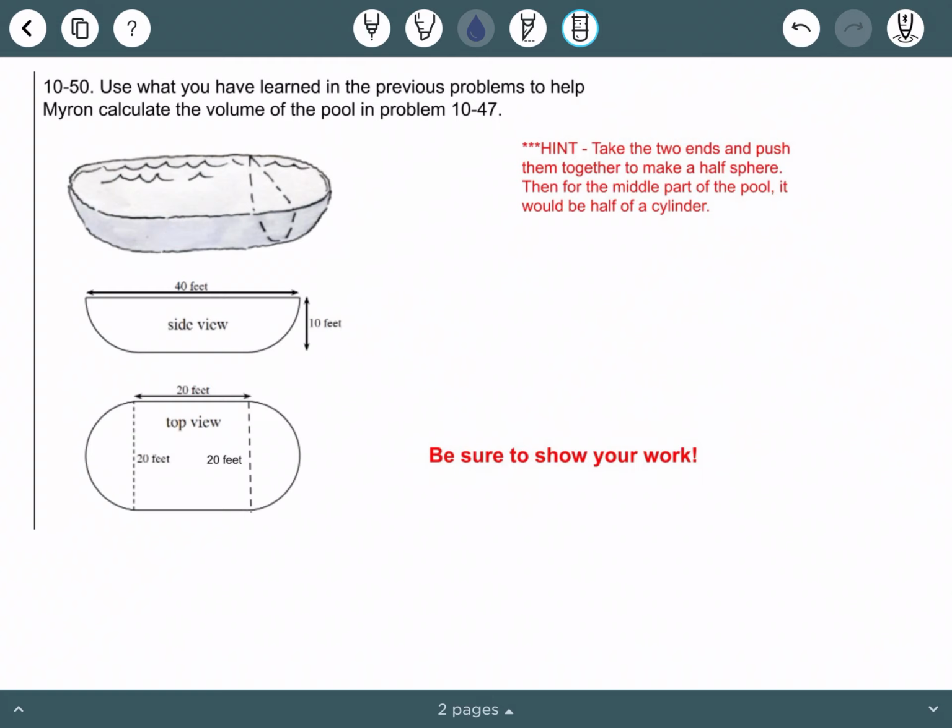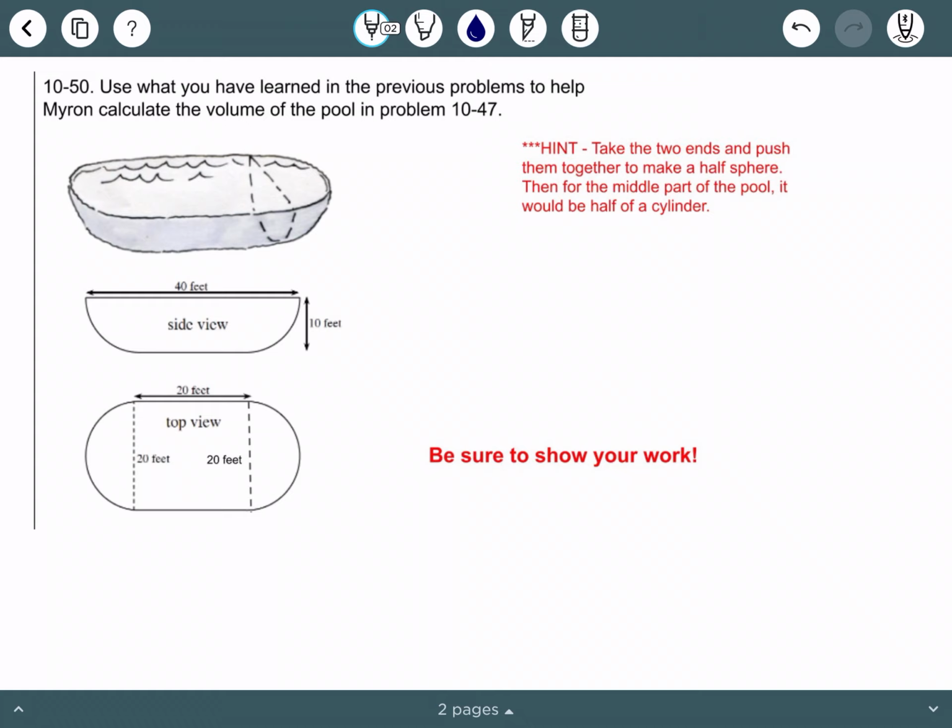So, as we mentioned in problem 1047, Myron needs to know the formula for a sphere and a cylinder, right? Because our pool, either end of it is a quarter of a sphere, which means when we push them together, it's half of a sphere. And then we also have half of a cylinder. So this seems like an awfully intimidating problem, but I guarantee you we've got the knowledge to do it. It's just a lot of steps. So let's get down to business.